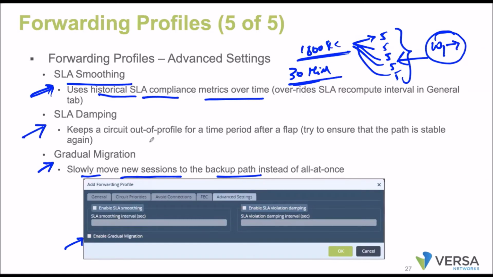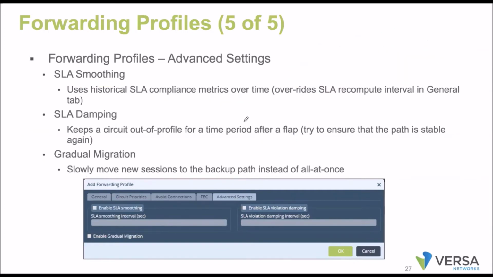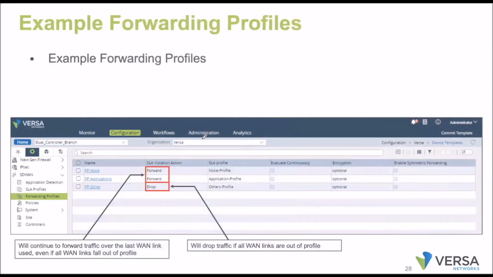Right, so one of the interfaces is flapping, and you want to keep that interface on hold for some time. After the flapping, you can enable this SLA damping as well. These are all the configurable parameters which are part of the forwarding profile.